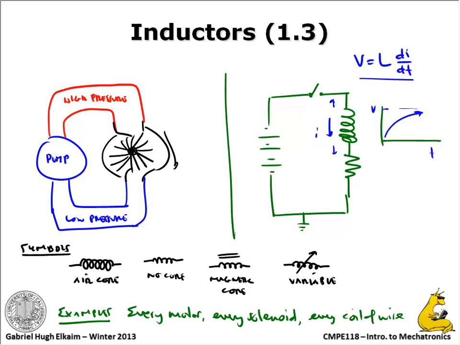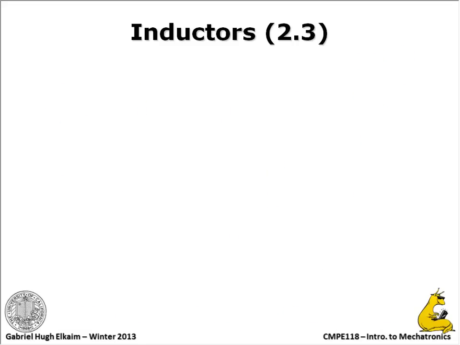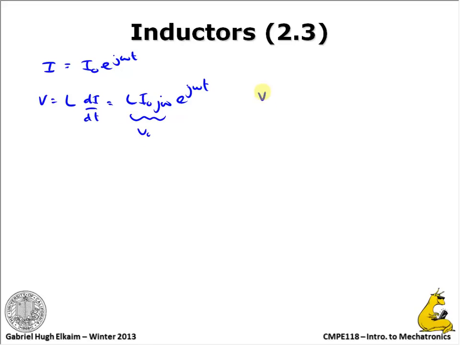All right, so we're going to do the same thing that we did with the capacitor, and I'm going to say the inductor. Let's put the current on here, equal to some I naught e to the j omega t. Again, I'm going to put a sinusoidal input on it, and so V is equal to L di/dt, which in this case is going to be I naught j omega e to the j omega t. And if I call this V naught, take the I naught out of there.